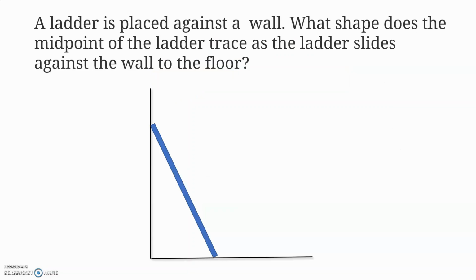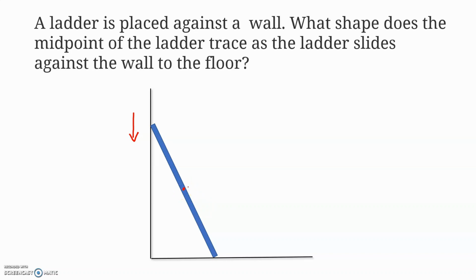So a ladder is placed against a wall. What shape does the midpoint of the ladder trace as the ladder slides against the wall to the floor? So the ladder is going to slide that way, down the wall, and we're just going to mark the midpoint of the ladder, which is this position here.